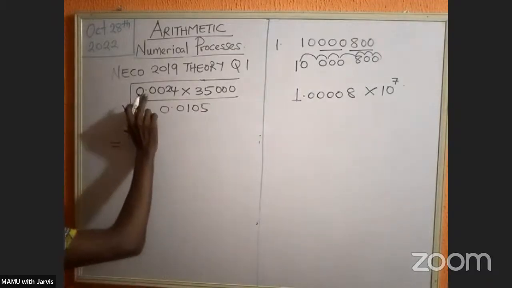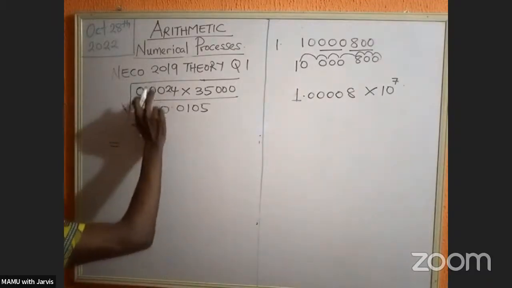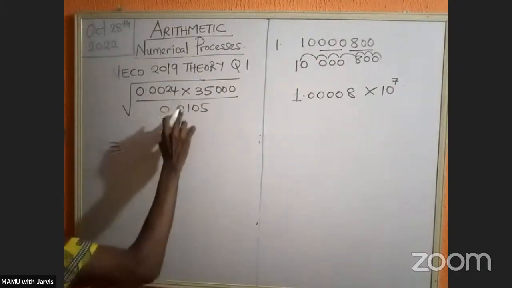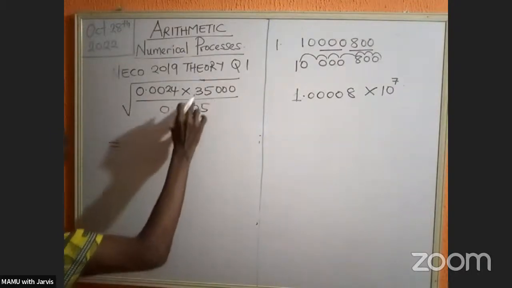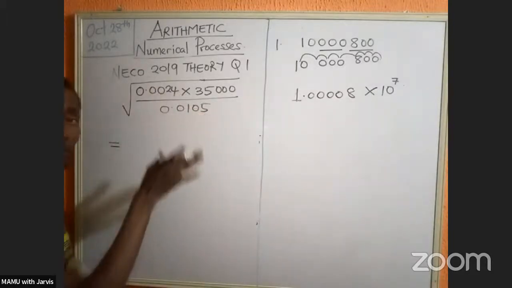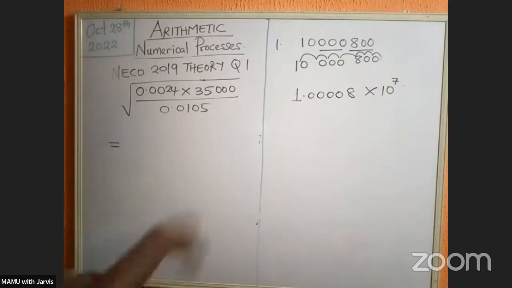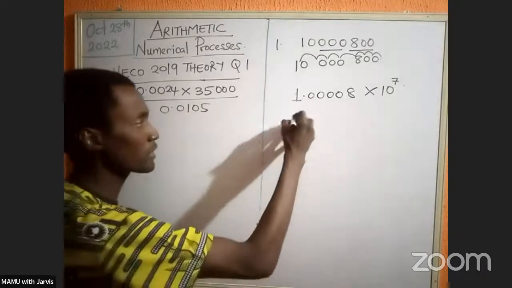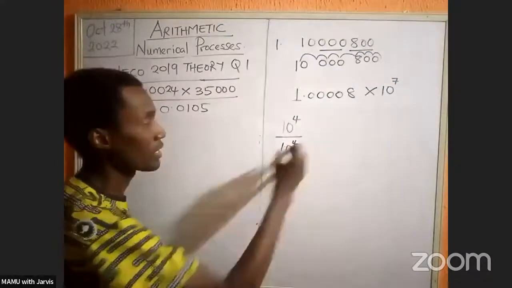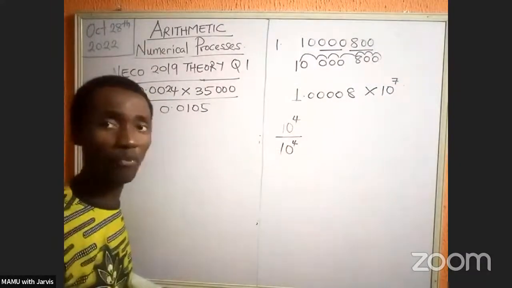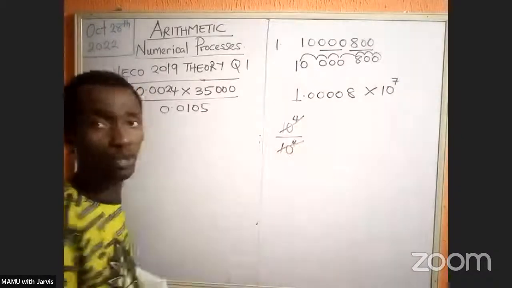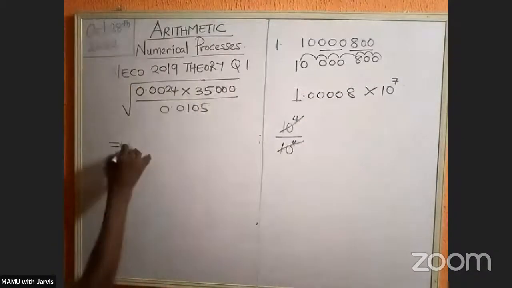I'll start by counting how many steps I need to make this a whole number: 1, 2, 3, 4. I will then check if I still need the same number of steps here: 1, 2, 3, 4. If I count 4 steps here and 4 steps beneath, it means I have taken 10 to the power of 4 on both. So I've done the same thing to the top and the bottom, and I can restore this to a whole number.